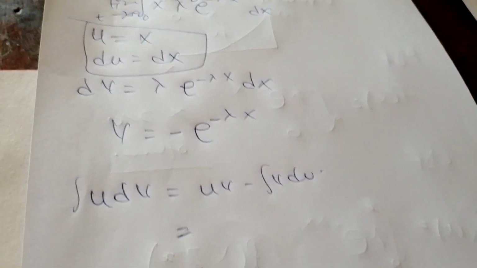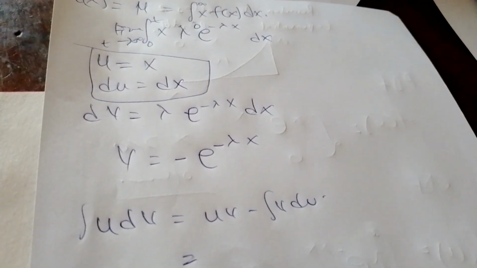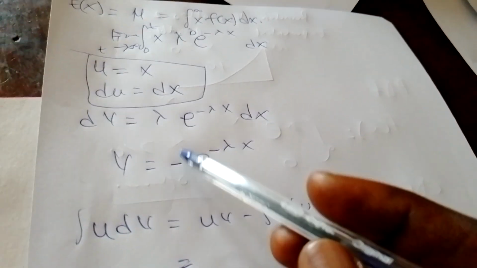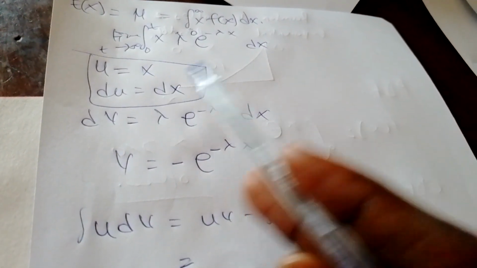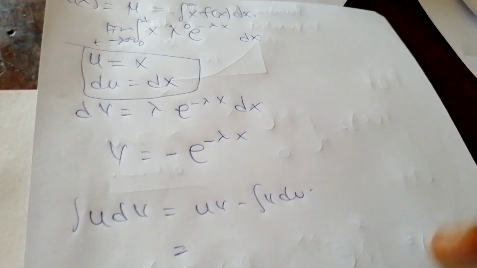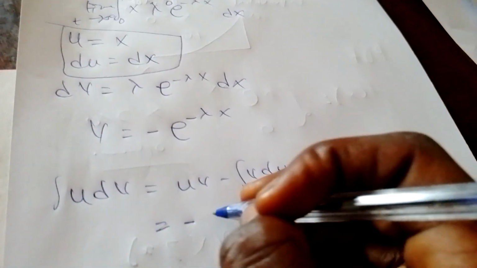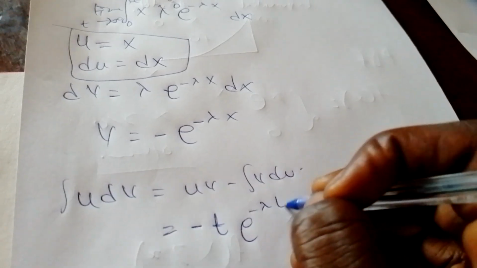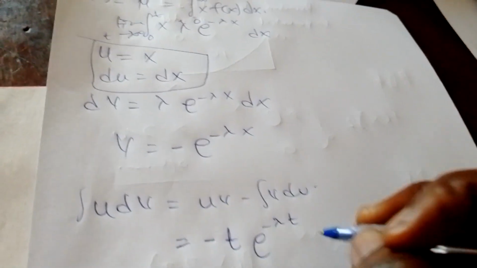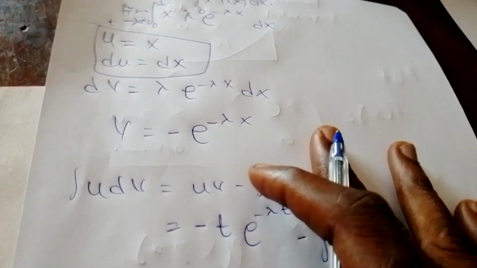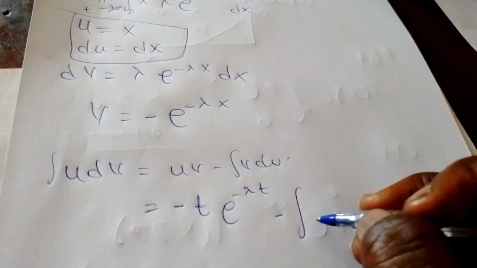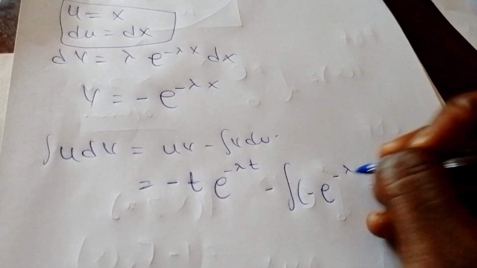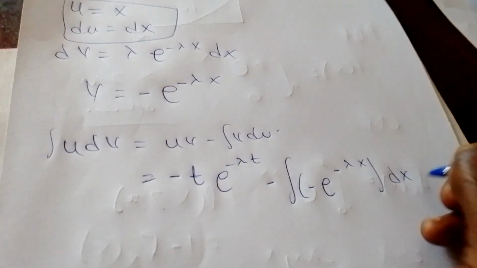So if we are to go in accordance with that, then I'll just start replacing all the parts. So UV, where's our UV? So UV means we'll have a negative t e power negative lambda t. I'm just using t now. Then we would subtract the integral of v, which is negative e power negative lambda x dx.